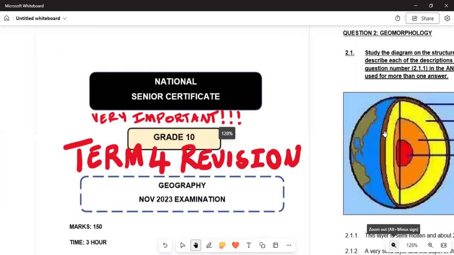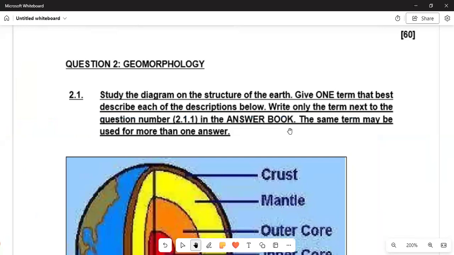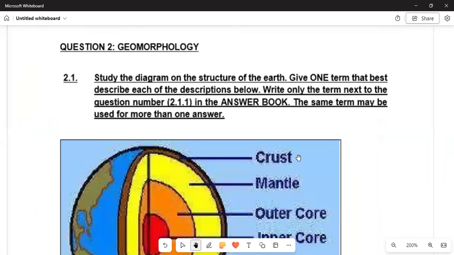Okay, let us go to the question. It has been answered. And then we talk about the study of geomorphology. So we have said that the study of geomorphology is the study of the rocks and the different rock spheres. And then we are given a question to say, study the diagram, question number 2.1.1, and then we are going to write the answer in the book. The same term may be used for more than one answer.